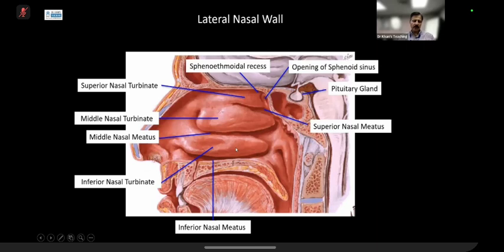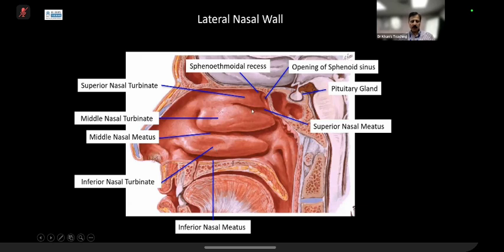Now, the key thing is the lateral wall of the nasal cavity. So right now, we just learned the nasal septum. Now we are looking at the lateral wall. When we look at the lateral wall, the turbinates hide everything. This is the superior turbinate, which is part of the ethmoid bone. This is the middle turbinate, which is part of the ethmoid bone. This is the inferior turbinate, which is a separate bone anatomically speaking.